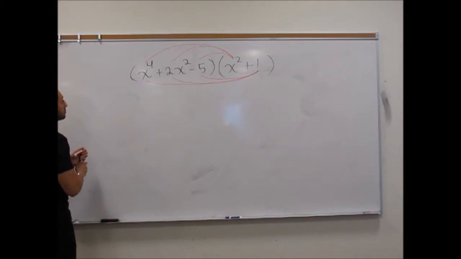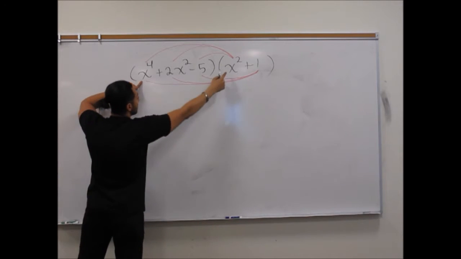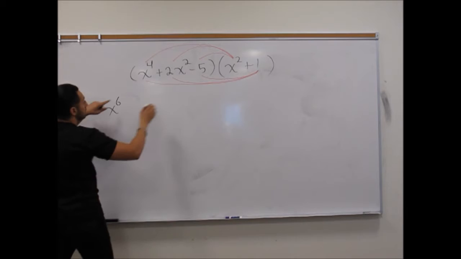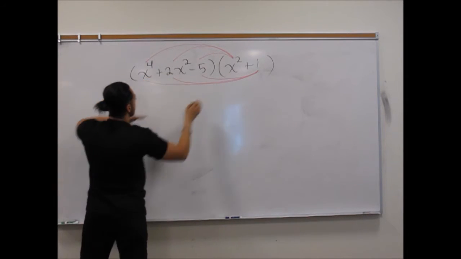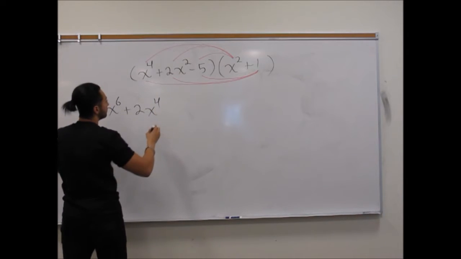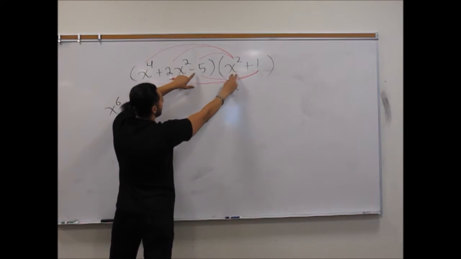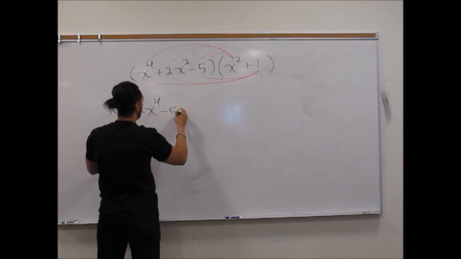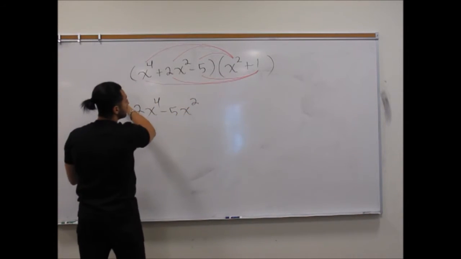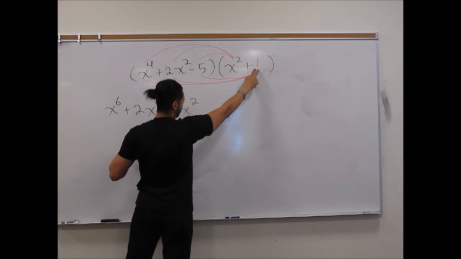So let's see what this would look like. X to the fourth times x squared, that would be x to the sixth. X squared times 2x squared, that would give us a 2x to the fourth. And then x squared times the negative 5 would give us a negative 5x squared. And that's me distributing the x squared into everything there. So then I move on to the 1.